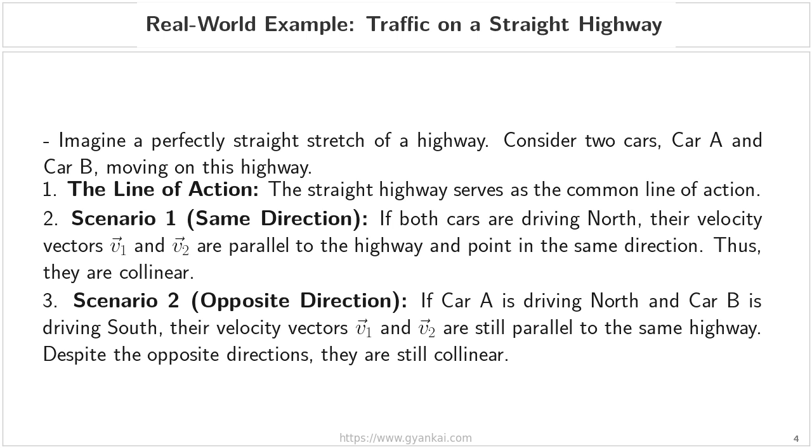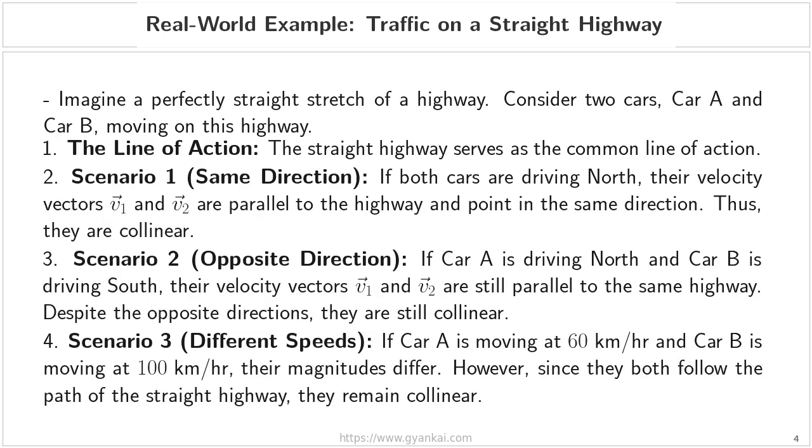But what if they aren't going the same way? Let's look at scenario 2. Imagine car A is driving north, but car B is driving south. Even though their velocity vectors, v sub 1 and v sub 2, are pointing in opposite directions, they are still traveling along that same straight highway. As we learned earlier, direction doesn't have to be identical for collinearity to exist, so they remain collinear.